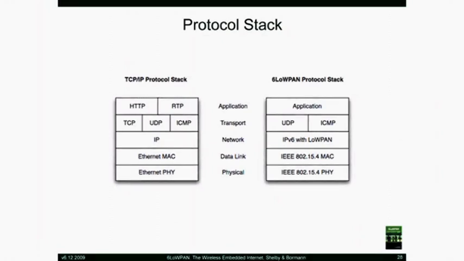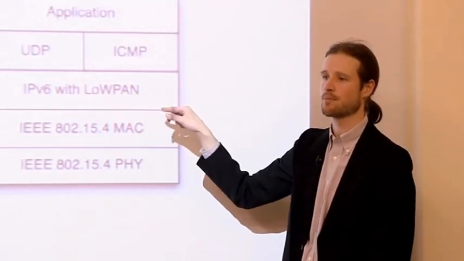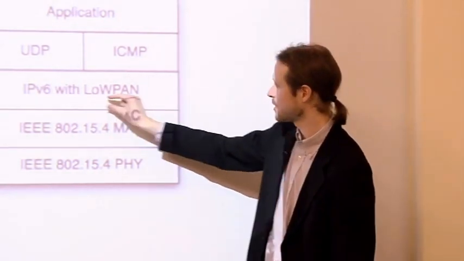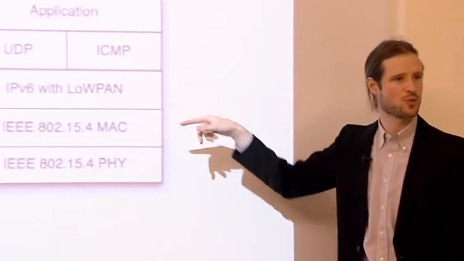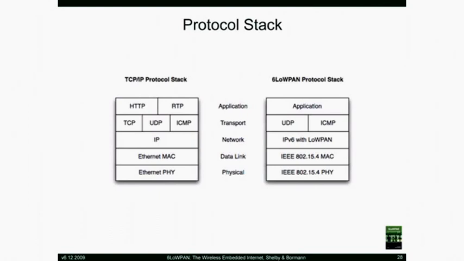The protocol stack looks almost identical. The only difference is that instead of just having IPv6 here, we have IPv6 with what we call the LoWPAN feature. You could show this as another little layer below IPv6, but I like to show it as the same because this is actually how you implement this in practice in an embedded device. So it's IPv6 with this LoWPAN feature.